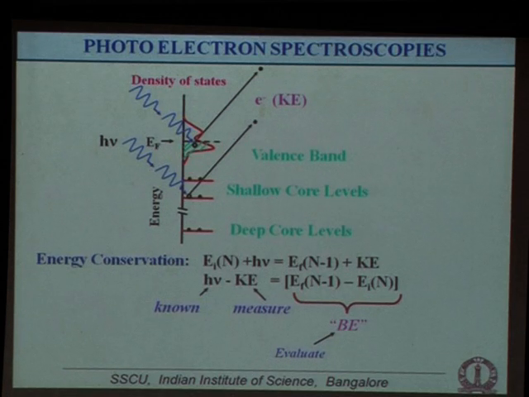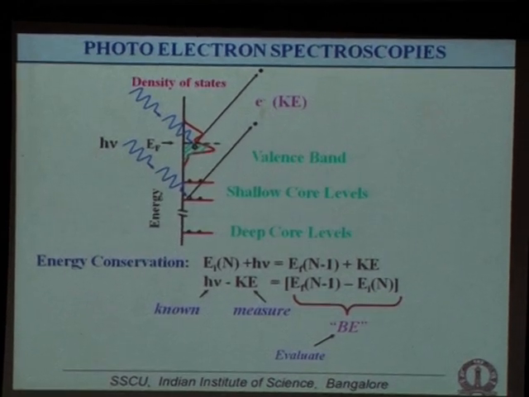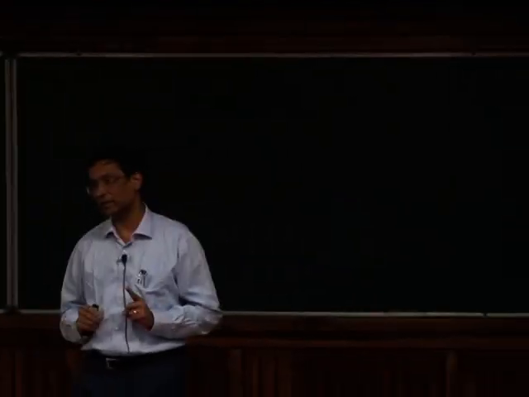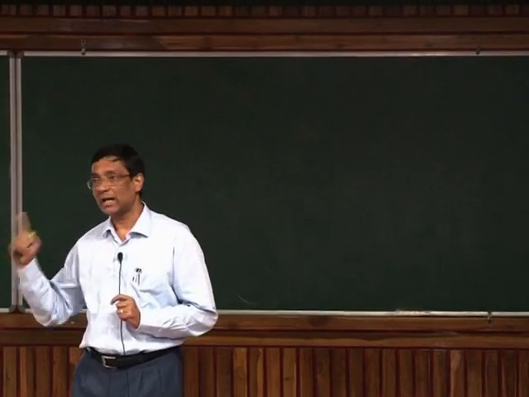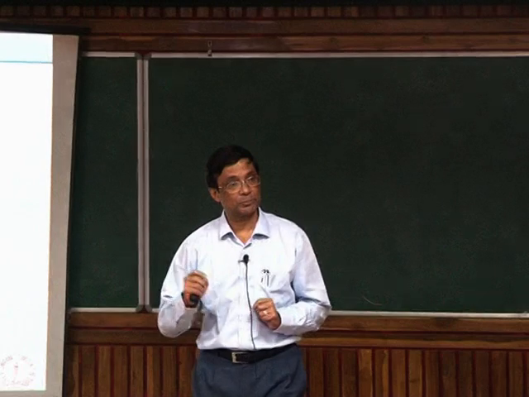And that's how the intensity in photoelectron spectroscopy, modulo the matrix element effect, which I'll talk about in more detail, is actually telling you about the density of states and its energy. So in one shot you are getting the density of states and the energy of the material, of the electrons.